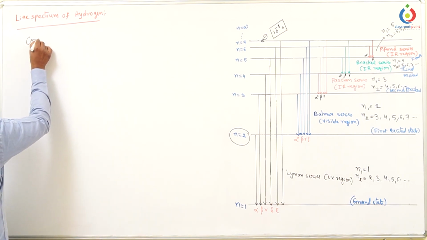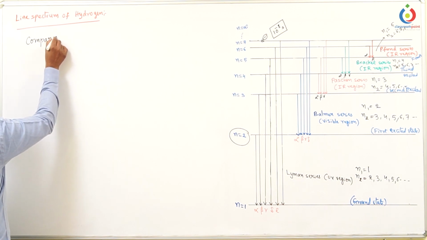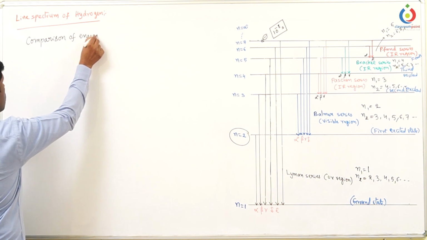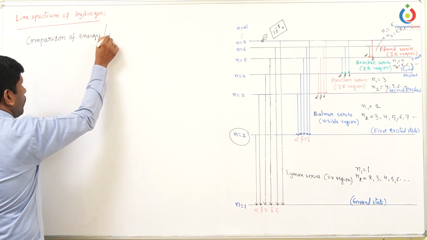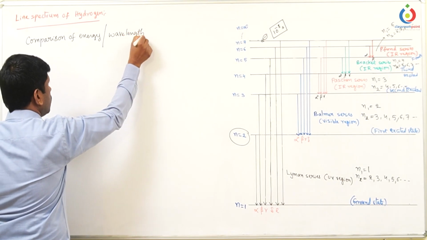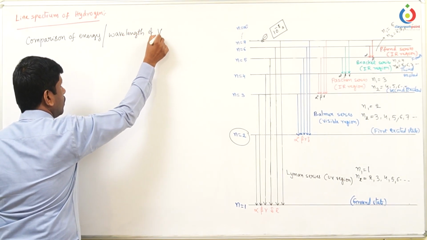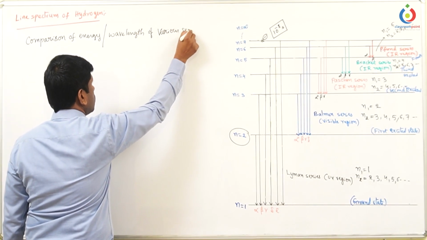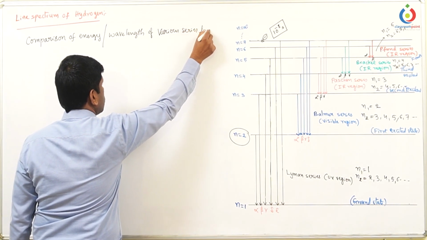So let us see the comparison of energy or wavelength, both we can take here, of various series lines.